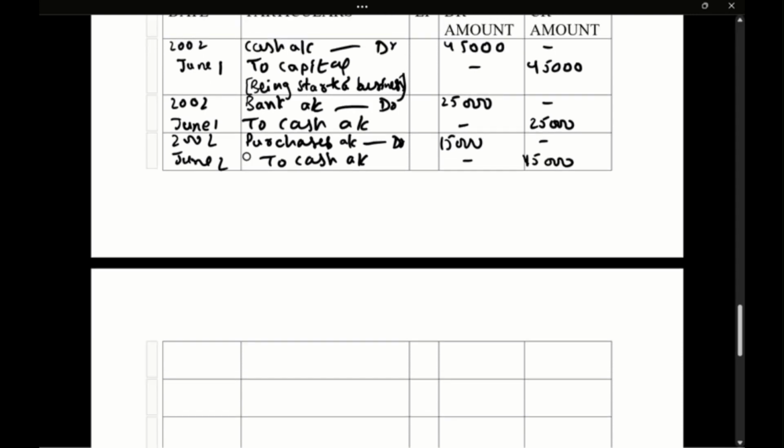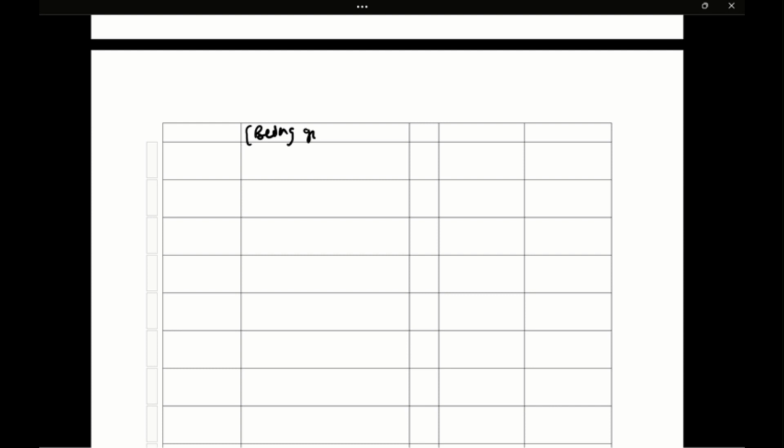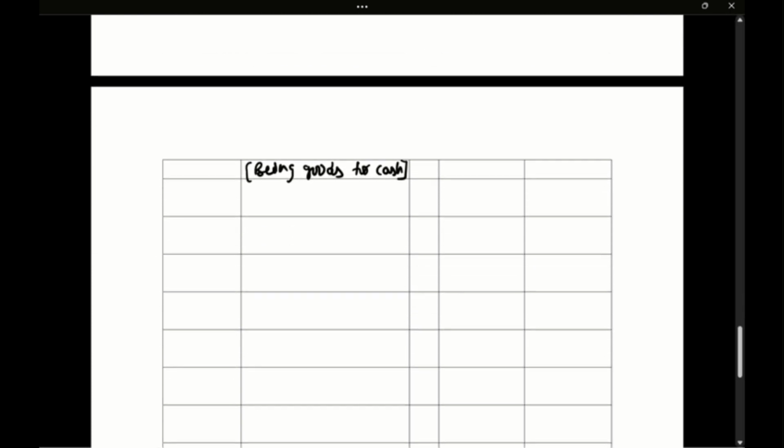So for bank account to cash, your narration will be being cash paid into bank, and for the third entry, the narration will be being goods purchased for cash. Or we can say here being cash purchases.